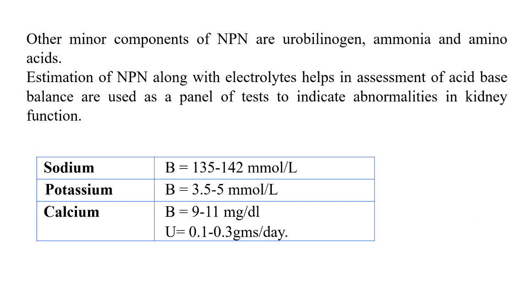Along with urea, creatinine, and uric acid, other non-protein nitrogen substances are urobilinogen, ammonia, and amino acids. Estimation of NPN substances along with electrolytes helps in assessment of acid-base balance, which is commonly used as a panel of tests indicating abnormalities in kidney diseases. These are the normal values of electrolytes.